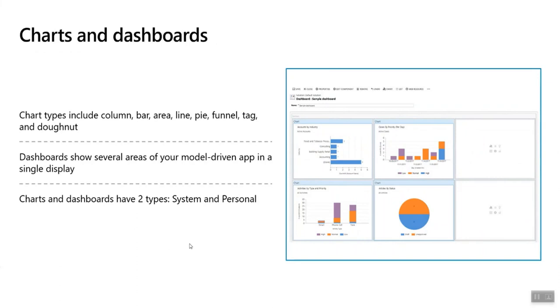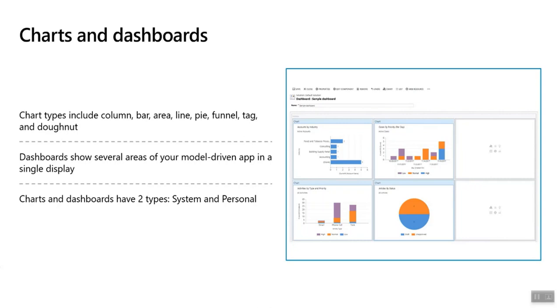The next part of the model-driven application is your charts and dashboards. A lot of people, when building charts and dashboards, will always be thinking about how to expose this in a visualization format. The chart types supported in model-driven applications include column charts, bar charts, line charts, pie charts, funnel charts, tag charts, and donut charts. These are some of the charts that are supported out of the box.